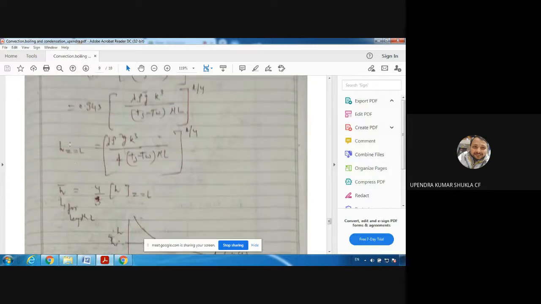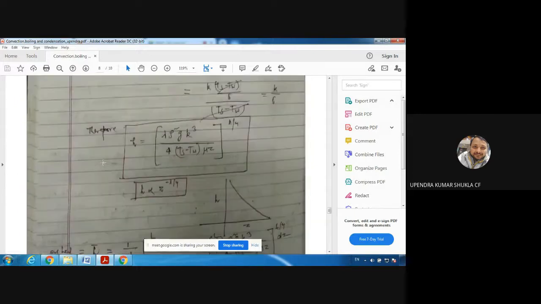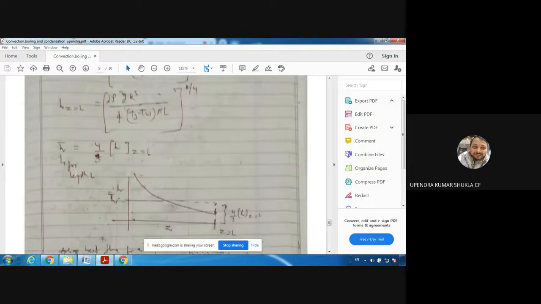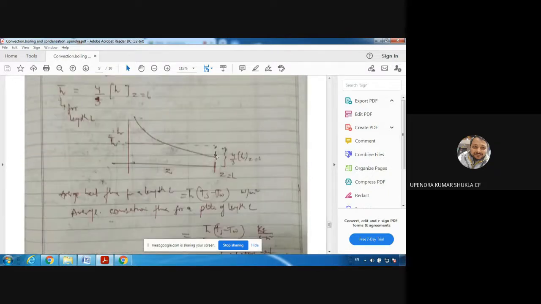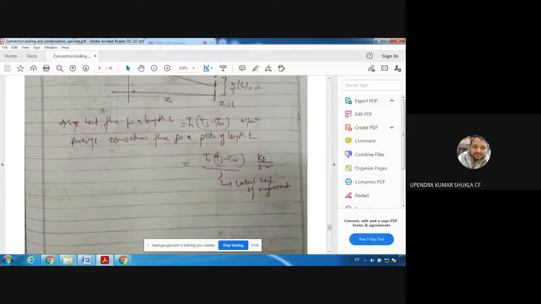Now if you want to find h at z equal to L, just put z is equal to L here and you will get this value. So h bar is equal to 4/3 times h at z equal to L. This is the relationship you will get from the above equation. If you calculate the value of h at z equal to L, you will get this value. So this is the equation, and the average heat flux from the plate you will get like this.